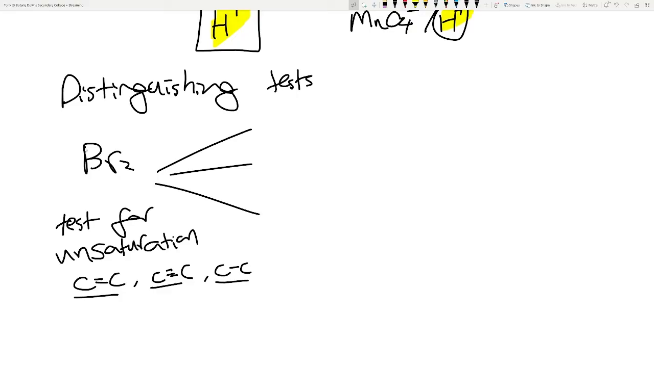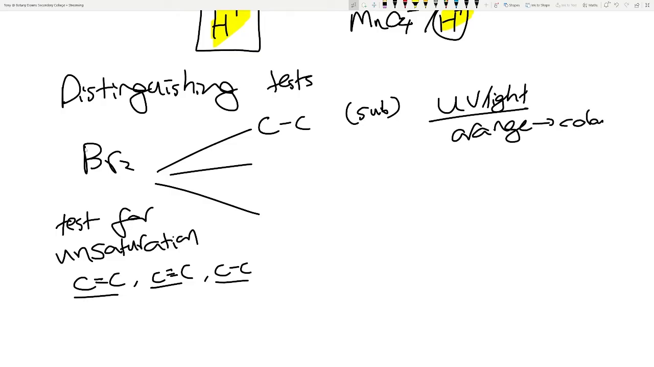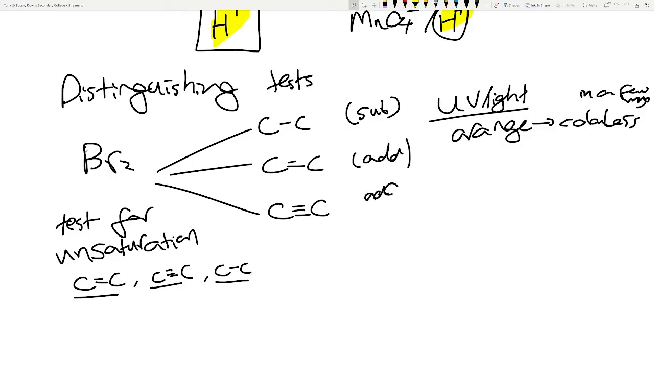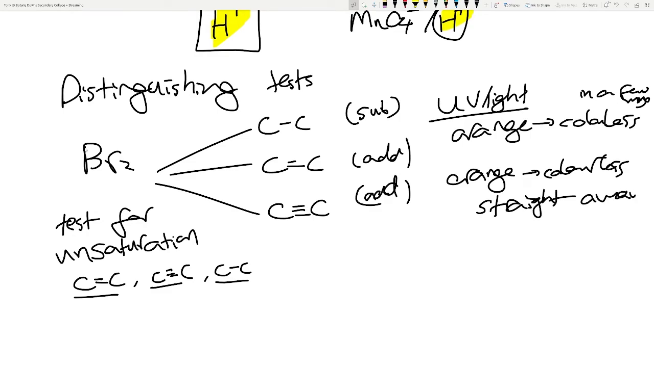With the bromine water, if you have an alkane, just a C-C single bond, it's going to do a substitution reaction, and you need UV light as a catalyst. This is going to go from orange to colorless in a few minutes. Now if you have a C=C double bond or a C≡C triple bond, this is addition, so you go from orange to colorless instantaneously, straight away. So this is a very, very good distinguishing test. It knocks out three functional groups out of the park.